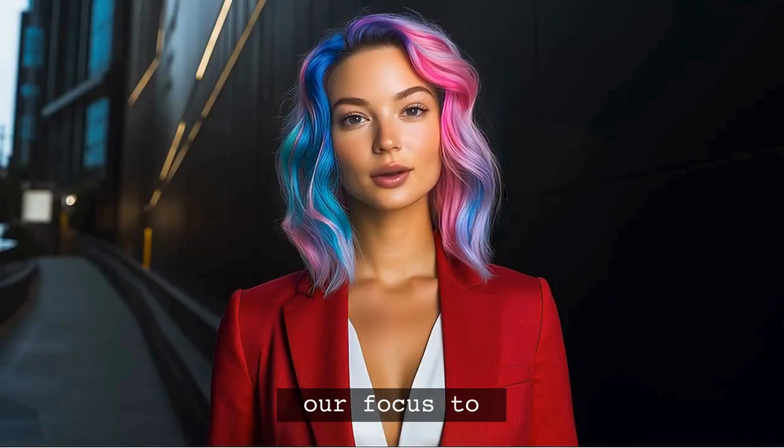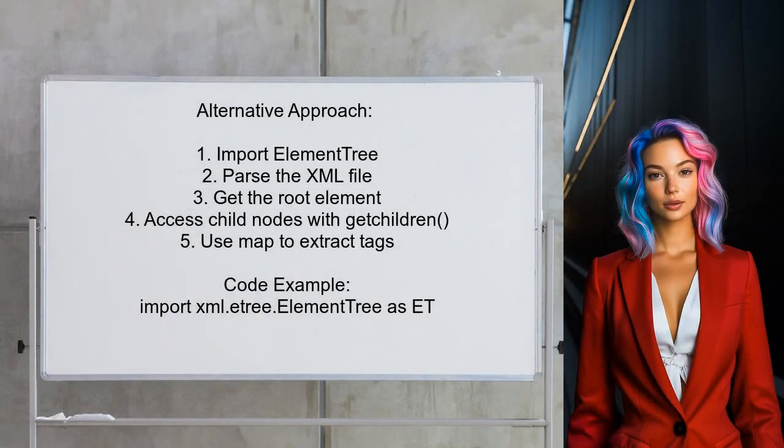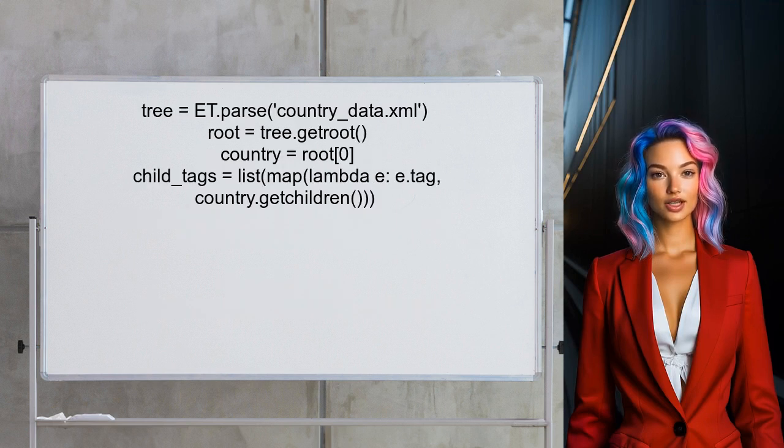Now, let's shift our focus to a different response. An alternative approach to fetching child nodes in XML is provided by another user. They suggest using the ElementTree library in Python. First, you parse the XML file and get the root element. Then, you can access the child nodes of the country element using the getchildren method. Finally, they recommend using the map function to extract the tags of these child nodes.